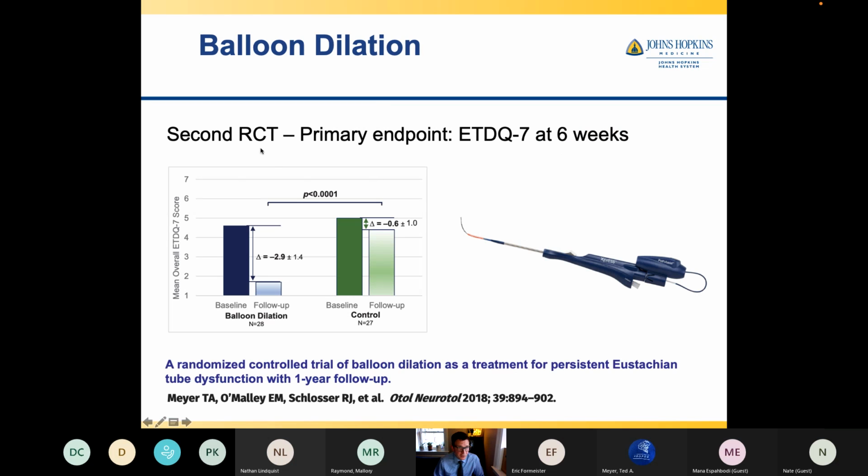There was a second randomized controlled trial using a different device, this one by Stryker, now by Stryker. And they had a slightly different endpoint. They used this thing called the Eustachian Tube Disorder Questionnaire 7. So it was a quality of life metric. And they found that there was a significant decrease in those that underwent balloon dilation procedure that wasn't there in the controls. Also used the 6 week point.